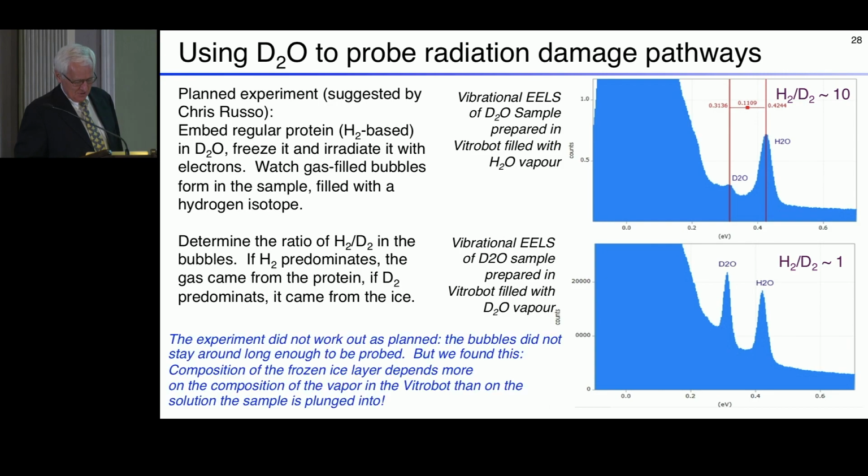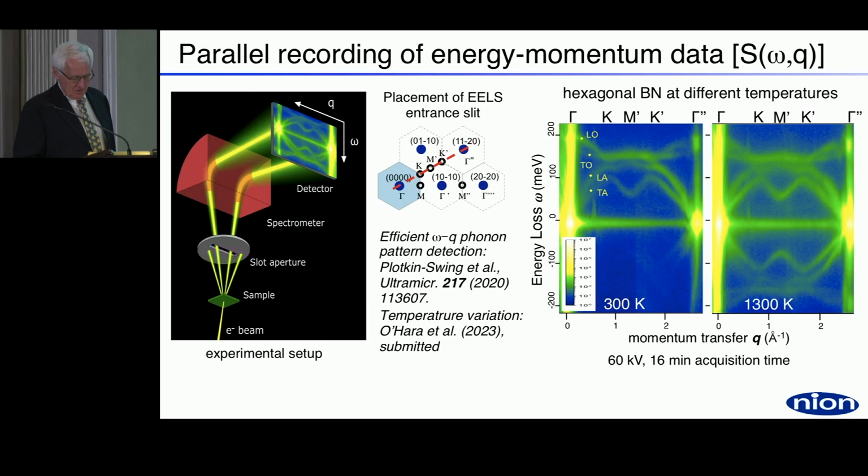An interesting thing, biologists kind of love this sensitivity. So we were trying to figure out the radiation damage pathways. There's hydrogen bubbles that form in the sample. Did the hydrogen come from the protein in the sample or from the water? So we had regular proteins and heavy water for the embedding medium. That turned out to be too tricky a problem. The bubbles came and went at liquid nitrogen temperature, not stable enough, small signal relative to the background, but this was an interesting result that came out of that.